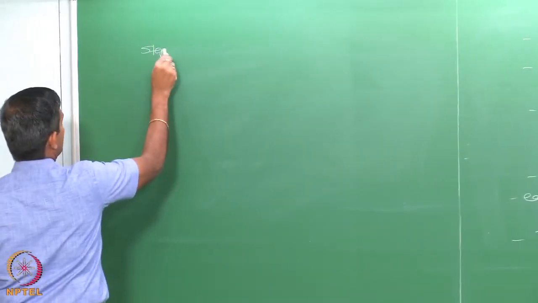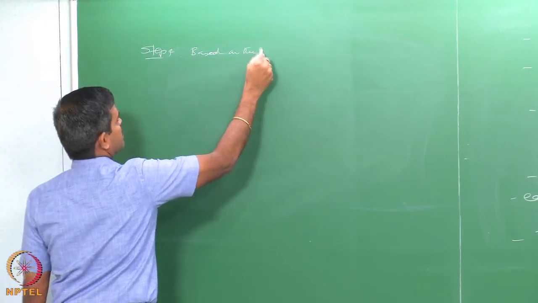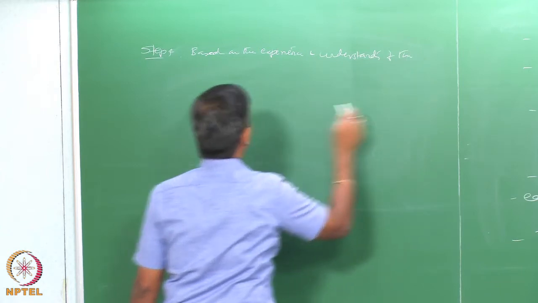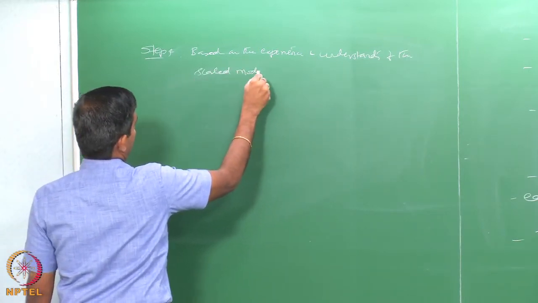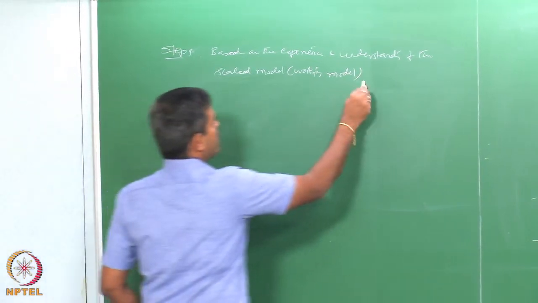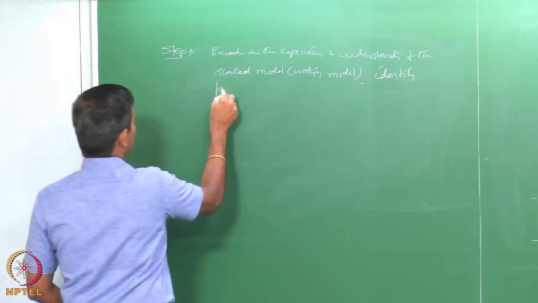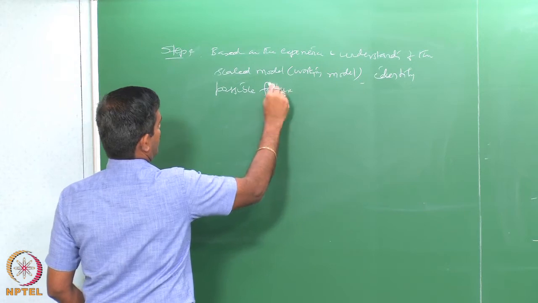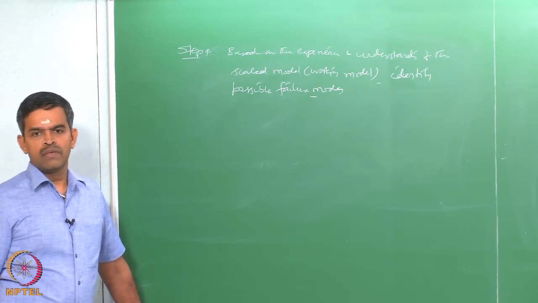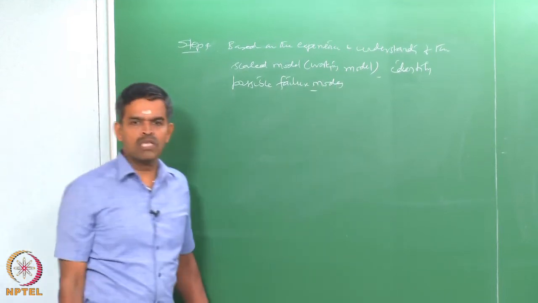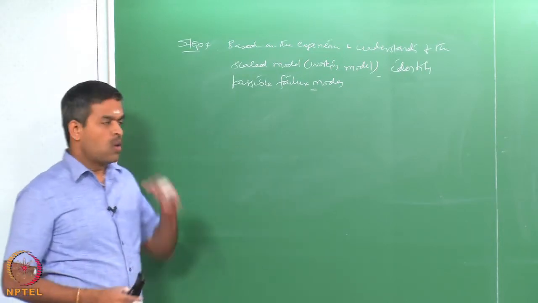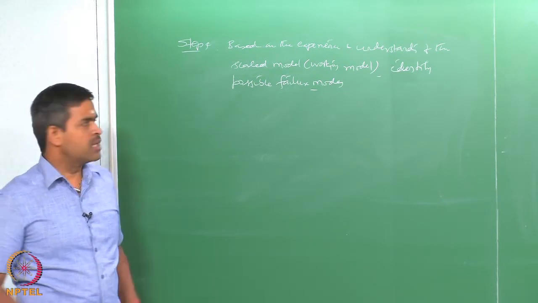Step number 4, based on the experience and understanding of the scaled model, which is possibly a working model, identify possible failure modes. Now, it is very interesting: the model is a scaled model in working condition, therefore it is not going to have any failure mode at all because it is perfectly working. You have to perceive this, you have to assume if a specific component is going to fail, what will happen to the overall performance of the complete model. So, one has to perceive those failure modes.